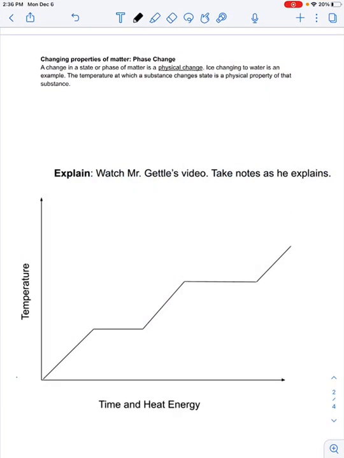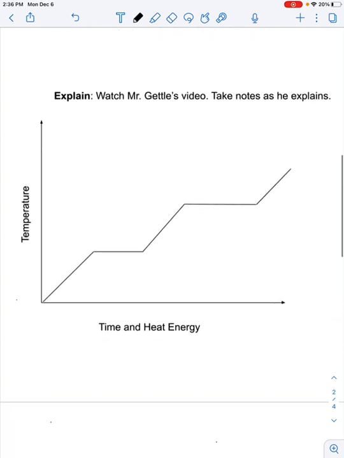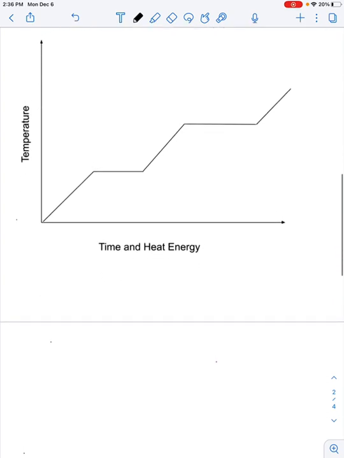All right, everybody, welcome to this video on phase changes. Today we're going to be talking about the changing states of matter for water. So I've introduced you to this graph. It's going to be a graph that you need to make friends with because you're going to see it over and over again. It's called a phase change diagram.